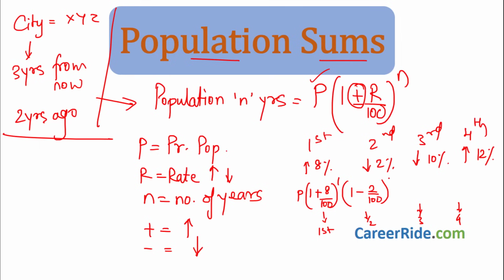It will again be 1 year, because it is only for the second year that the population is decreasing by 2%. So 1 year again multiplied by 1, again decreasing, so minus, again the rate is 10% divided by 100 raised to 1 year. This is happening for the third year, and for the fourth year the population would be 1, again increasing by 12%, so 12 upon 100 raised to 1. See, this would be the population after the fourth year.